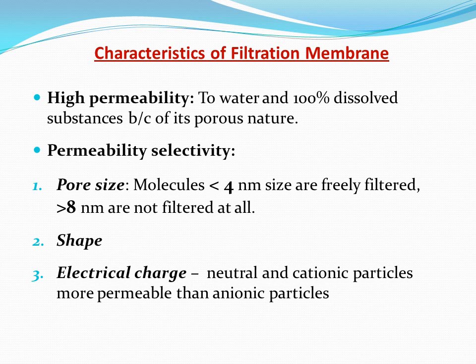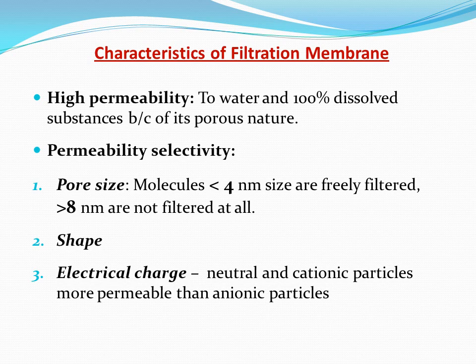Now coming to the characteristics of the filtration membrane, where we have to see certain factors that determine the permeability of the glomerular filtration membrane. Substances like water and 100% dissolved substances, to which the membrane is highly permeable, can easily cross the filtration membrane because of its porous nature. But for certain other factors, the membrane permeability will be selective.